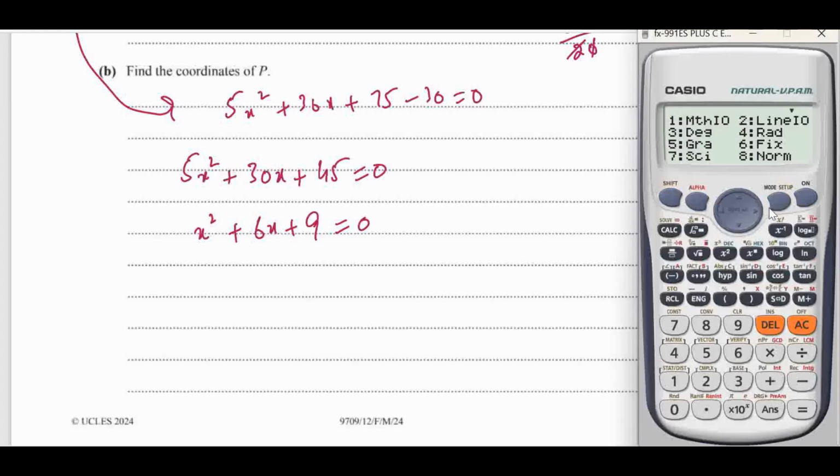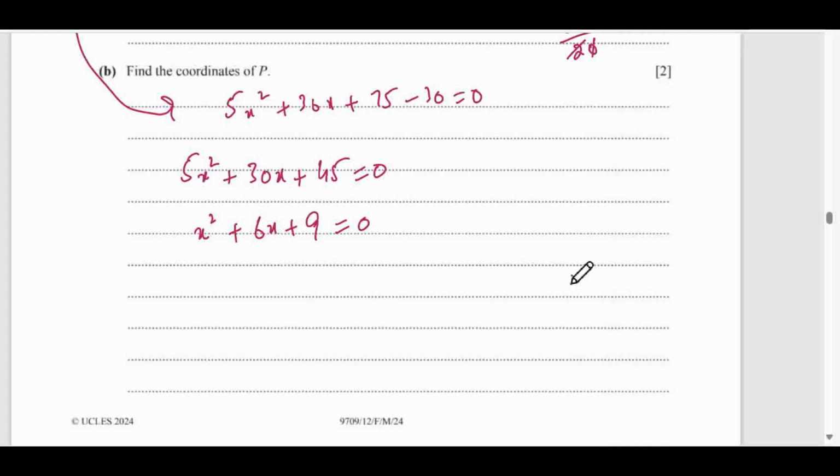And now we can easily find out the coordinates of x. So shift mode, equation, and then quadratic equation: a is 1, b is 6, c is 9. Now we will get x is equal to minus 3. So we can write x is equal to minus 3. So this will be the x coordinate.